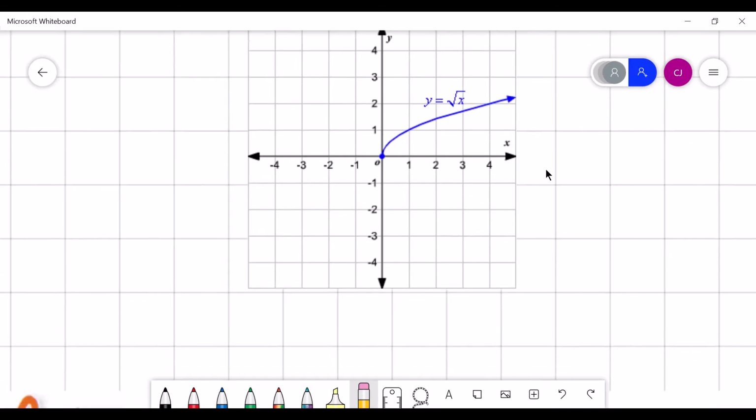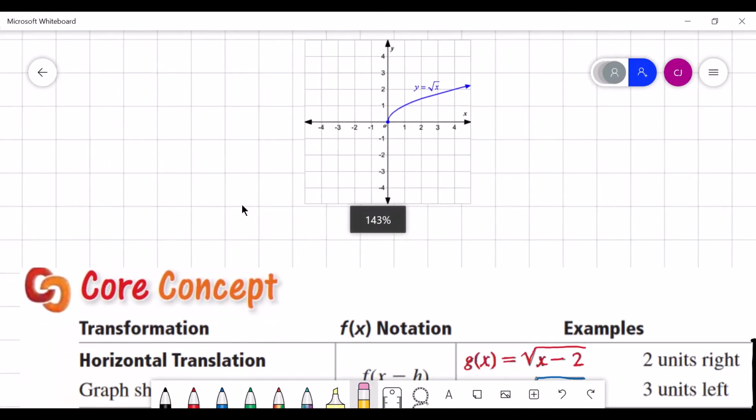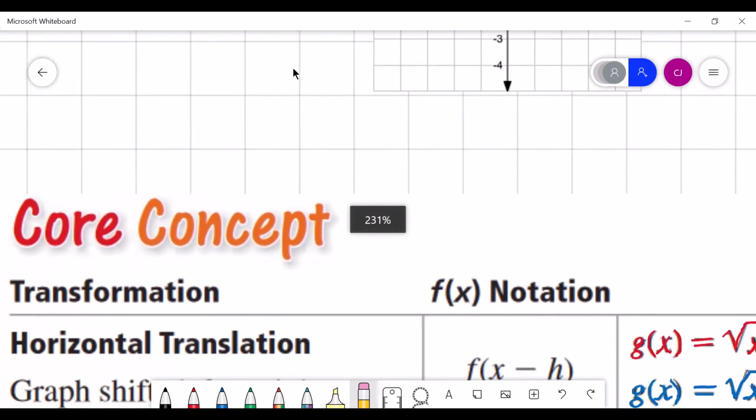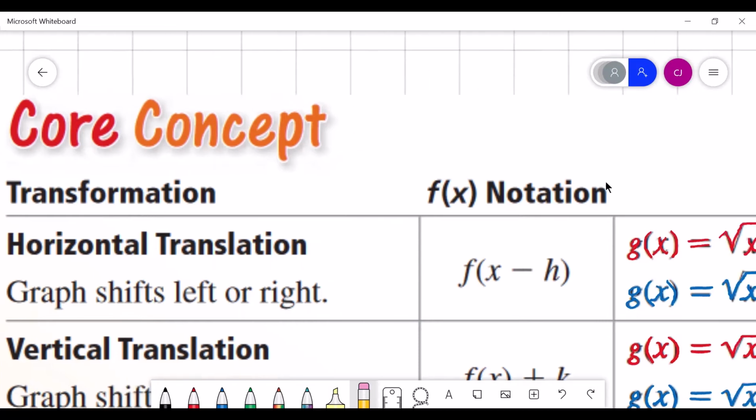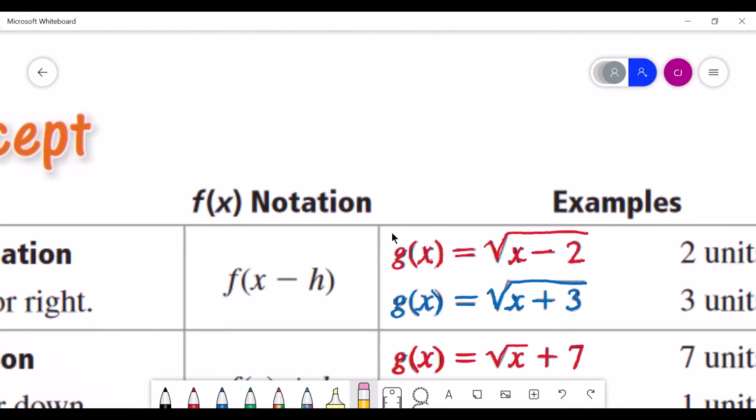So the first type of transformation or change that we're going to be looking at is a horizontal translation, which basically means shifting your graph left or right. And so when we're talking about f of x notation, this is the rule, f of x minus h, which basically means that whatever number you introduce inside of the square root or the radical, it's going to cause a shift of the graph from left to right.